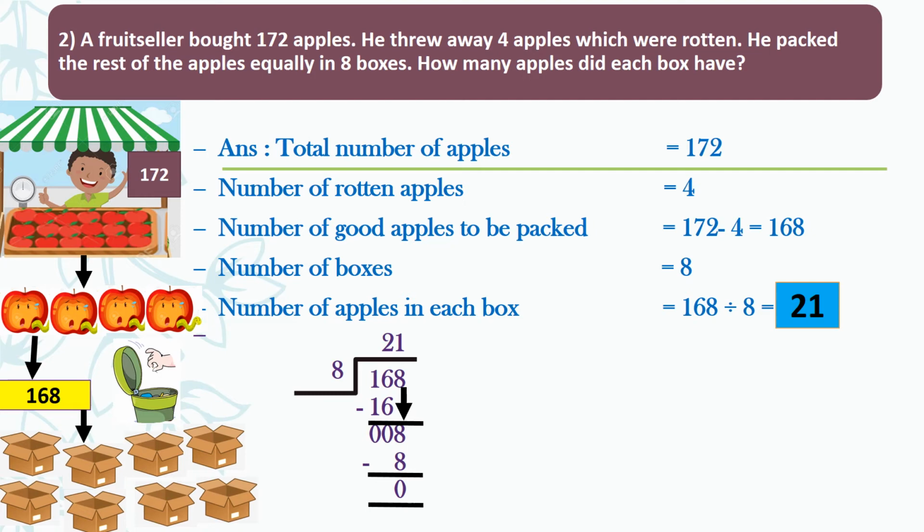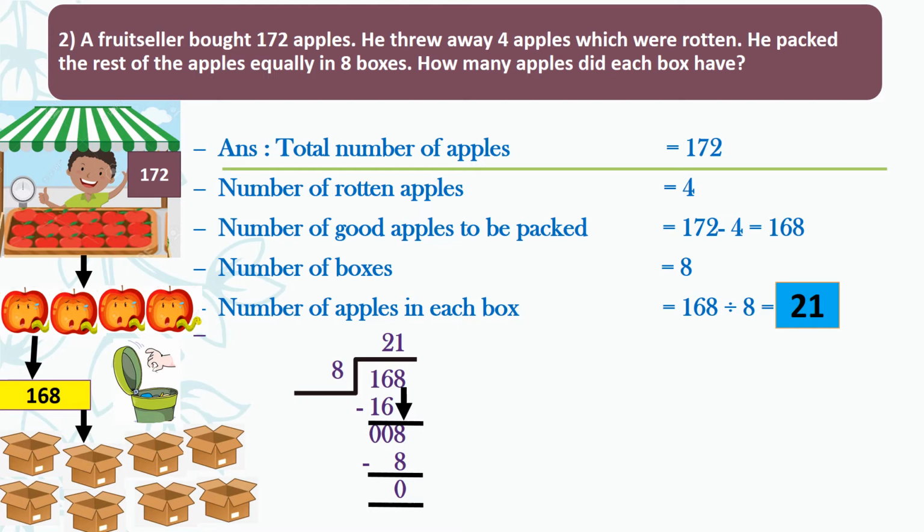What else do we know? We know the number of boxes, which is 8. Number of apples in each box is equal to 168 divided by 8. So let's divide using the long division method. So 168 here is the dividend, which is going to be divided, and 8 is the divisor. So 8 into what gives us 16? 8 twos are 16. So you take 2 up, 16 comes down. Next step, you subtract both the numbers. 16 minus 16 gives 0.